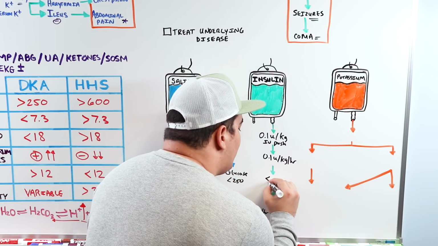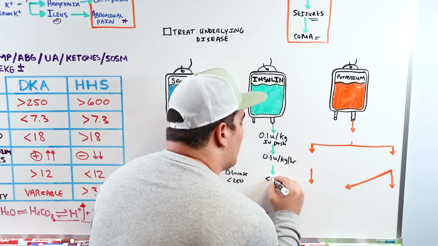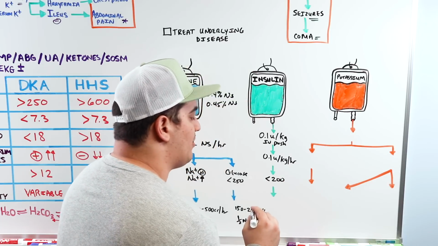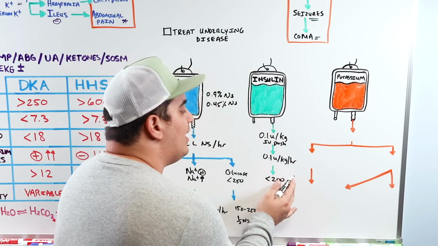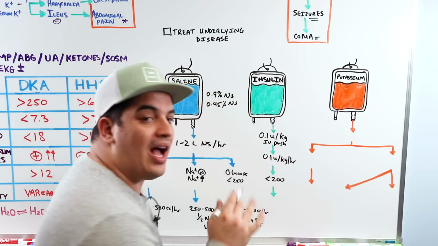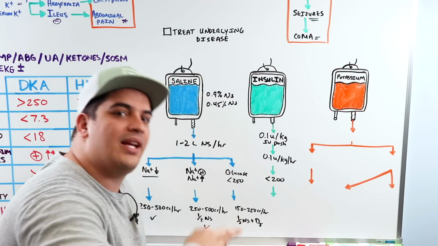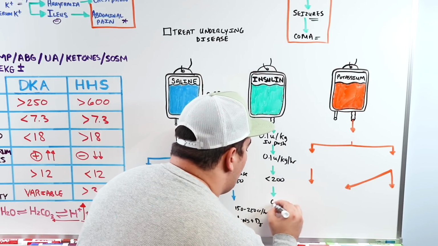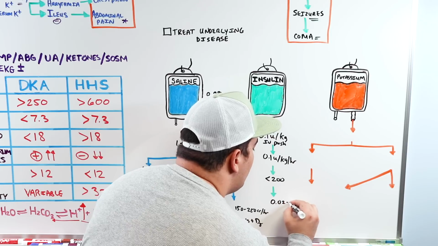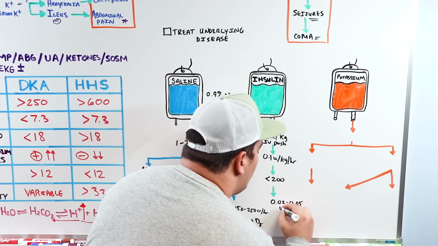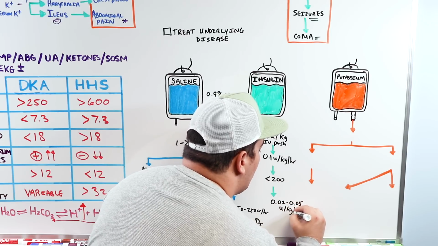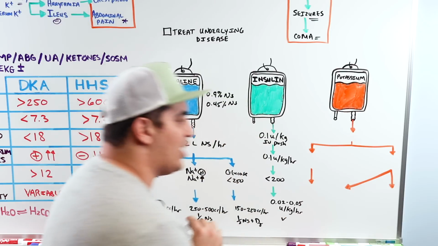If the glucose is dropping, let's say that it drops to less than 200 milligrams per dL, then we might not want to give too high a dosage of that insulin. Let's drop the insulin dosage down. They say to do anywhere from 0.02 to 0.05 units per kilogram per hour. And then again, you can recheck.